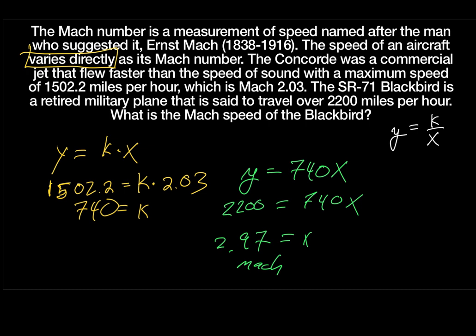Now that's the fastest recorded unclassified or declassified speed. There's pretty good belief that it traveled actually quite a bit faster than that. And the maximum altitude for that plane was also classified.